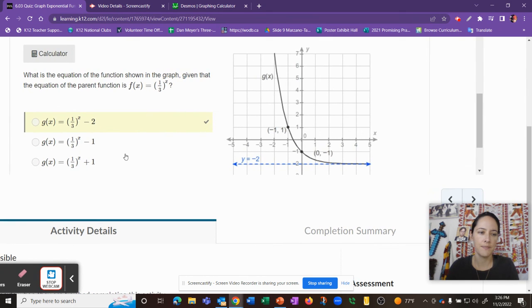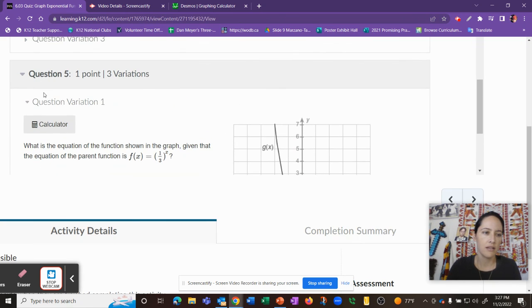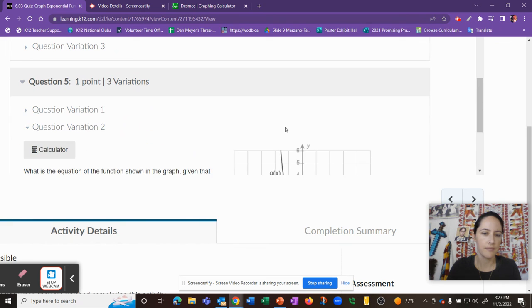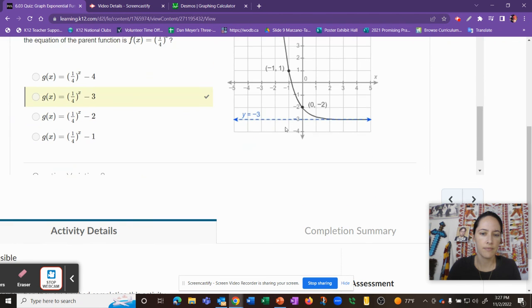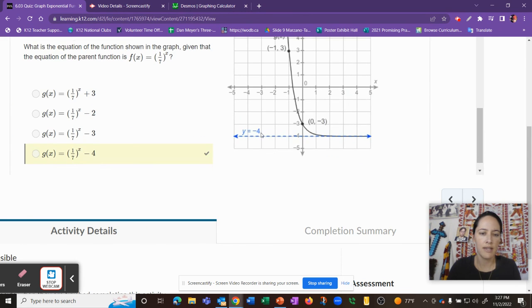That's pretty good. Again, you could graph all of these, but hopefully that was helping you. We talked about that in class. So let's see this one. -3. Let's take a look at the last one. -4. There you go. All right, good job.